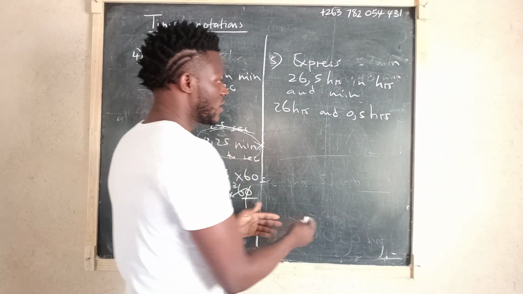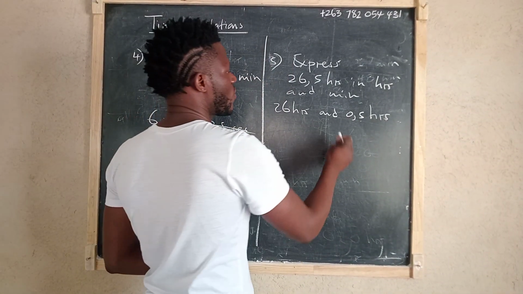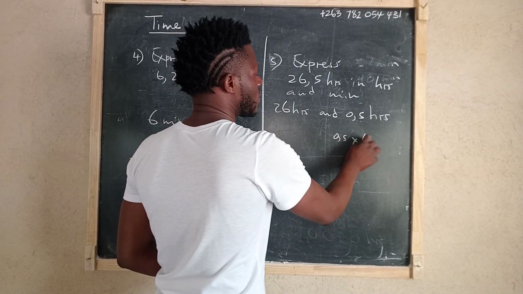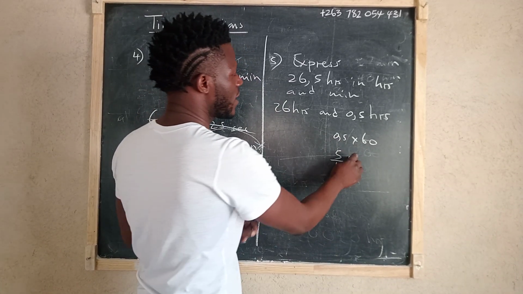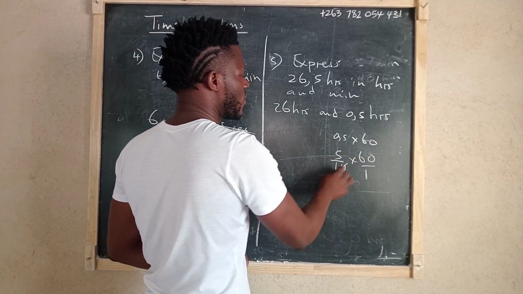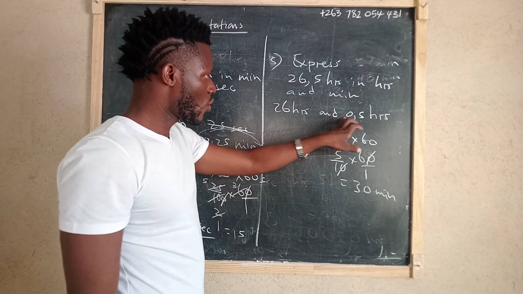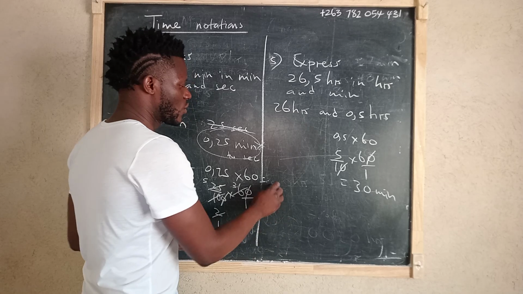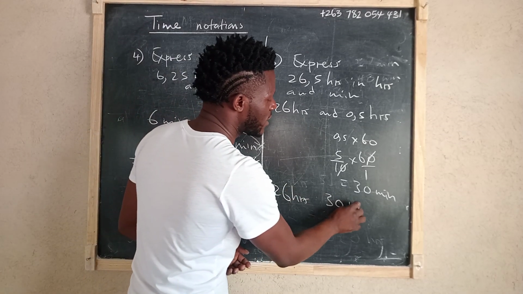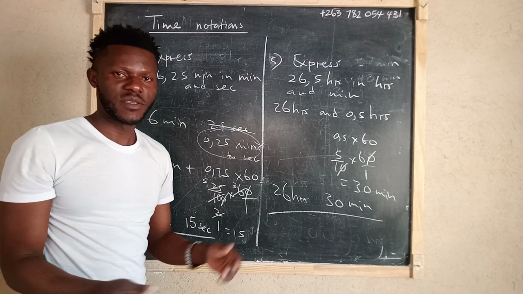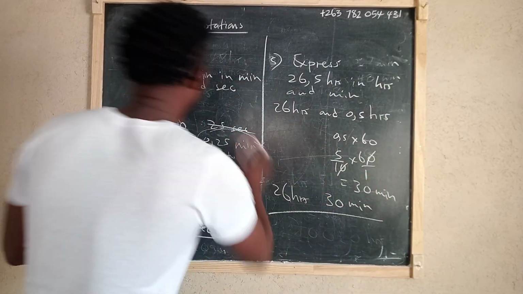So what we need to do is convert these 0.5 hours into minutes by multiplying it by 60. So that's 5 over 10, because there is one decimal place, times 60 over 1, and we get 30 minutes. Meaning to say 0.5 hours is 30 minutes. So the answer is 5. We have 26 hours and 30 minutes as per the request of the question. That's how we handle time.